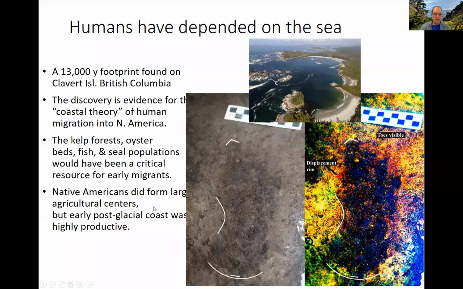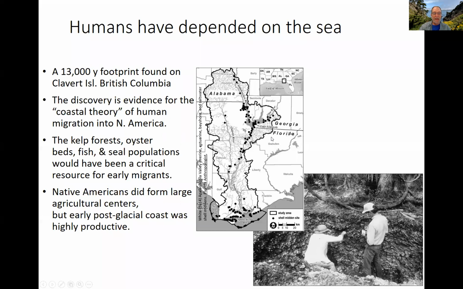That's not to say that Native Americans in North America didn't practice agriculture. In fact, there were very large communities of Native Americans who had agricultural practices that were quite advanced and were able to form cities and city-like communities based on agriculture. But the early post-glacial coast was a very productive environment, and when humans reached the Florida Peninsula, there's every reason to show that this dependence on coastal resources for food continued.